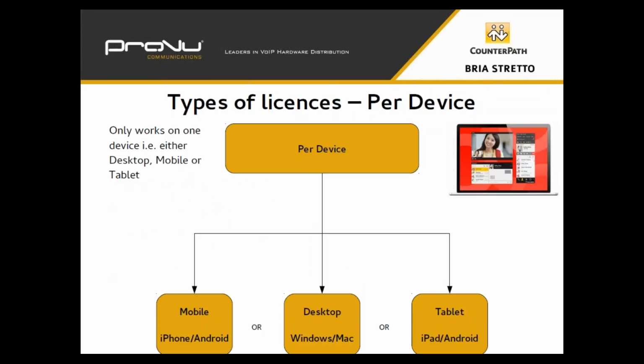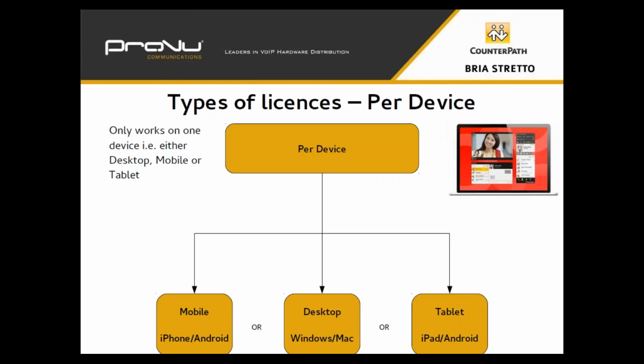Okay, so I'm just going to talk about the types of licenses available. We have two types of licenses: the per device license and the per user license. Just to give you a bit of information on the device license, you purchase one license and you can use it on one device.